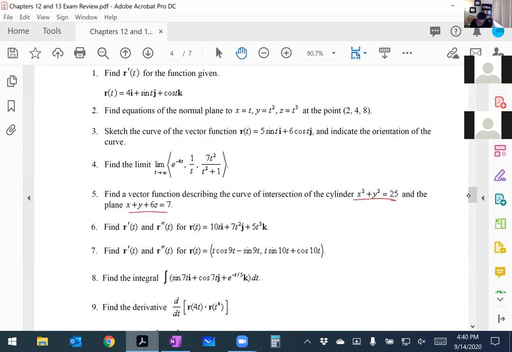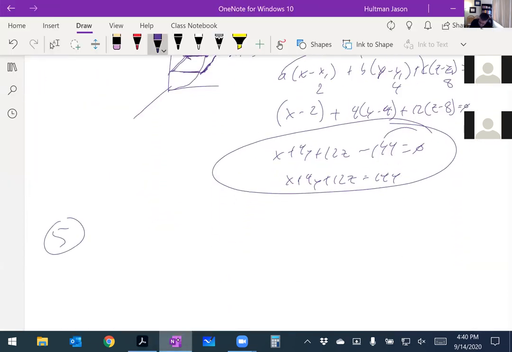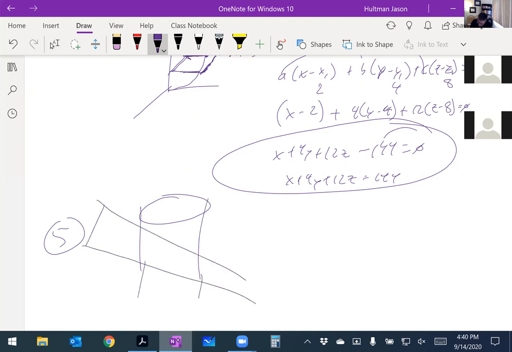We want to find the vector function describing the curve of intersection of these two. Again, a picture is worth 1,000 words. We have a cylinder, x squared plus y squared equals 25, and then this plane, x plus y plus 6z equals 7, and they're intersecting. We want to describe the space curve that describes that intersection.